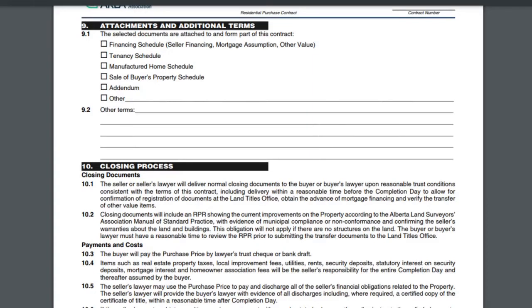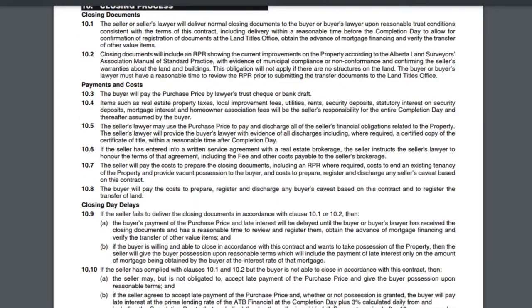Manufactured home schedule. That happens if you have a manufactured home. So they have other information that needs to be gathered to make sure the buyer knows what they are purchasing. And of course, the sale of the buyer schedule or property schedule. So if you have a home for sale, then that's going to be added as well. There could be other addendums. There could be other things that are required. All these terms are all negotiable because, again, it's between the buyer and seller.